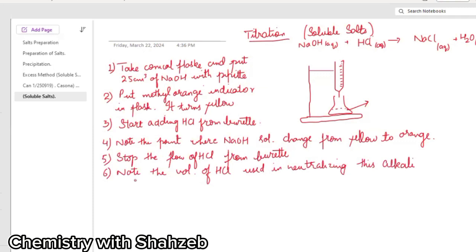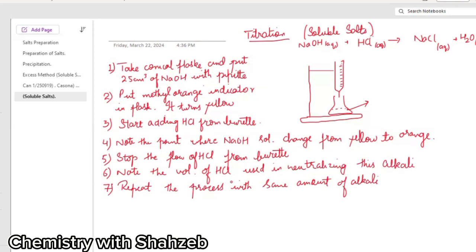Now we are going to repeat the process with the same amount of alkali, 25 cubic centimeters, and the same amount of acid used to neutralize it. We take the same amount of alkali and the same amount of acid, and mix them together.